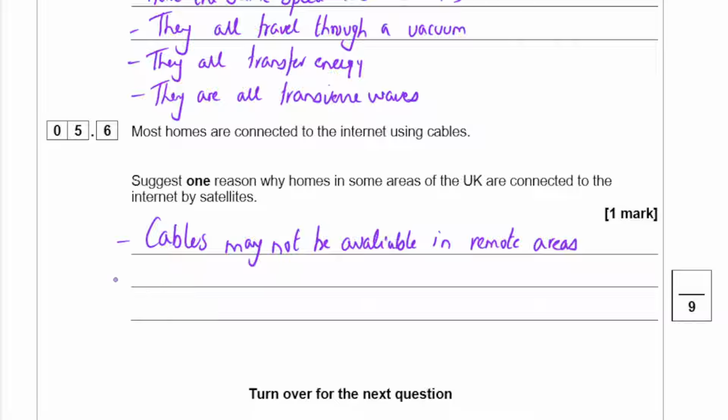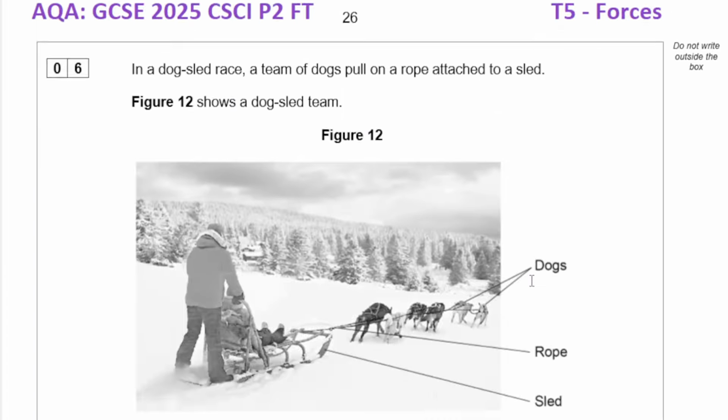Well, if let's say you are living really up north and there's not a lot of people around, there's no point in actually spending millions of pounds putting cables. So you could say it is expensive to lay cables, right? Or you could say satellites actually transfer data much faster as well. That brings us to the end of question 5. Let's have a look at question 6.